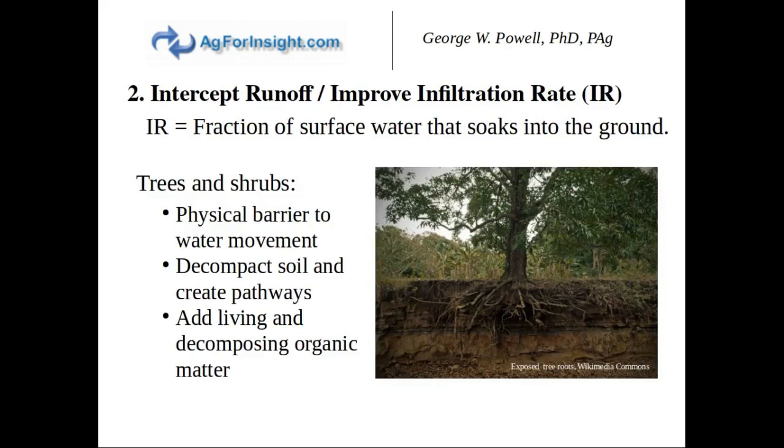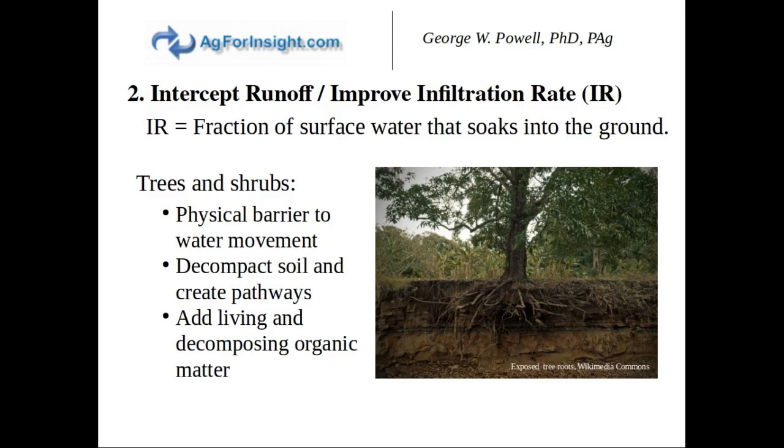Trees and shrubs have a very strong impact on infiltration rates. So they intercept runoff and then help that runoff settle into the ground. Infiltration being the fraction of surface water that soaks into that upper soil level. And trees and shrubs provide a physical barrier to water movement. So as water is moving across the soil surface, it hits a solid object, slows or stops, and then it starts to move downward into the soil profile. Trees and shrubs have very large root networks, and those act to decompact the soil and create pathways, again enhancing that water movement into the soil.